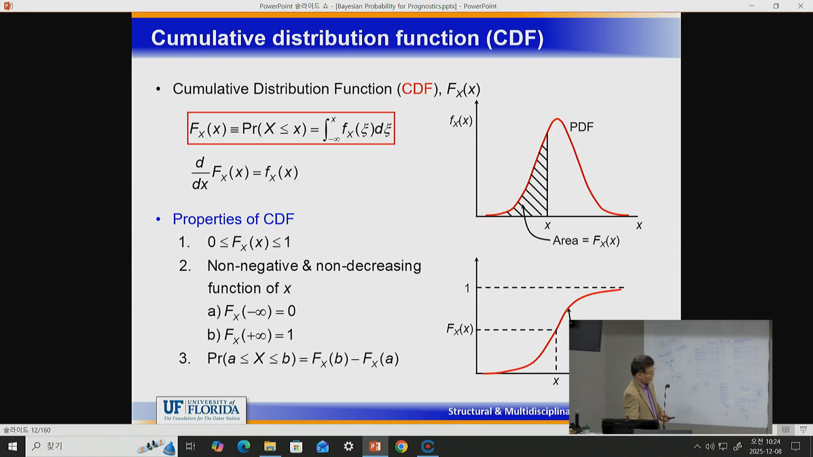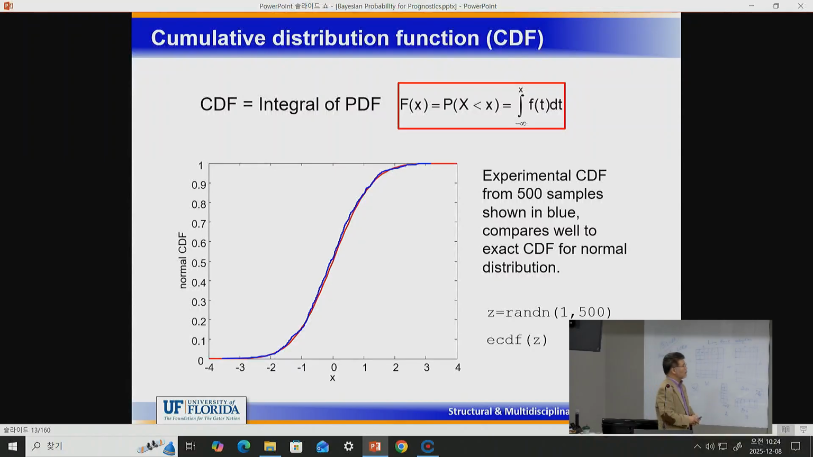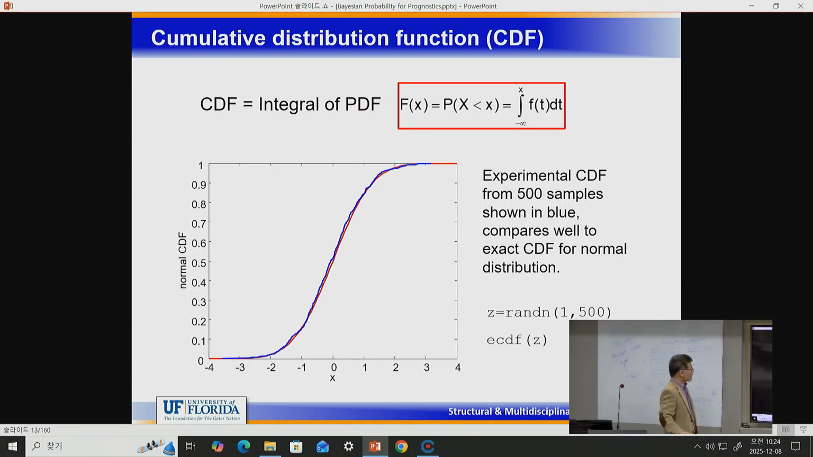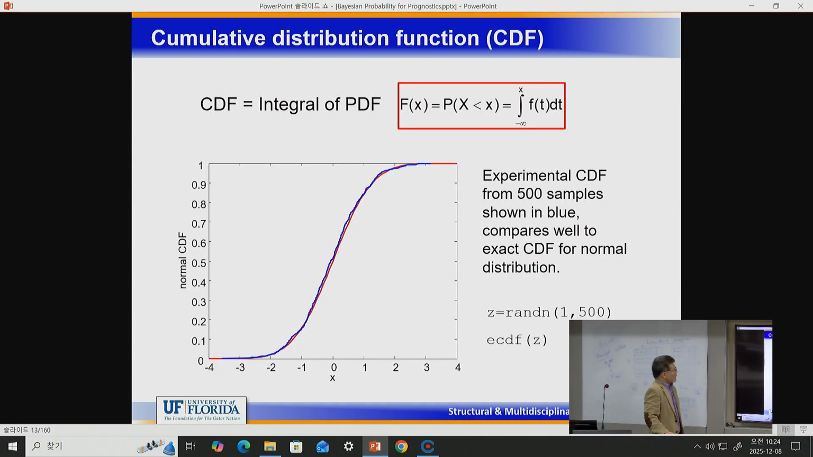Okay, let's go. So this is the integral, the CDF is the integral of the PDF. We already talked about it.